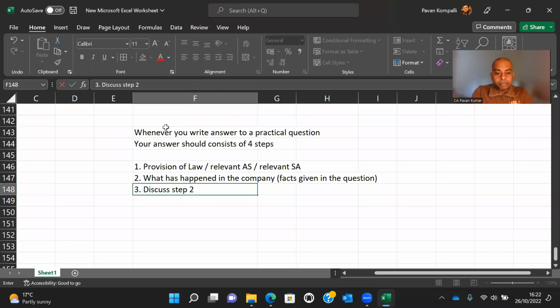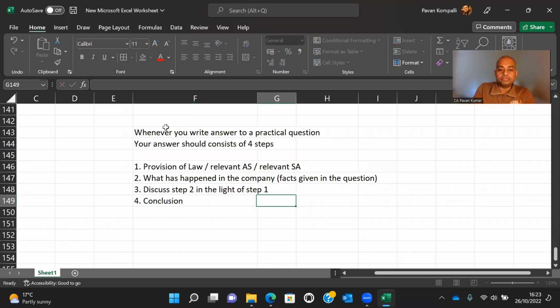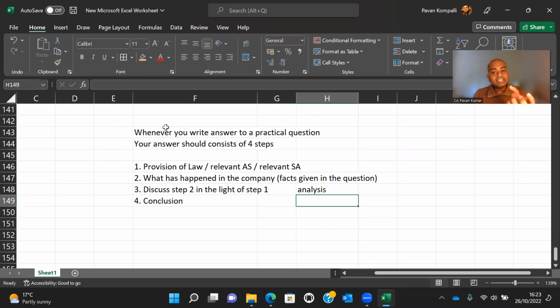Discuss step 2 in the light of step 1. That means you are connecting what has happened in the company with the provision of law. Therefore, according to the provisions of company law, in case of appointment of auditor of A Limited, that means you are connecting 1 and 2. 4. 3 is analysis. 4 is conclusion. Analysis and conclusion, you can club and write. No problem. If that is the case, your answer will have 3 parts.